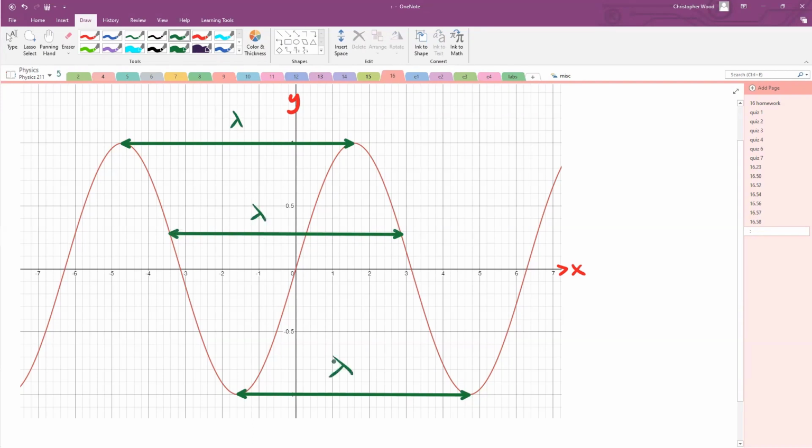If on the other hand, instead of this being an x-axis, this were a time axis, t for time, y stays the same. But if this were a time axis, I wouldn't call this lambda. I would call it T for period. So that's not wavelength. This would be capital letter T for period. That's a period. That's a period. Okay. All right.